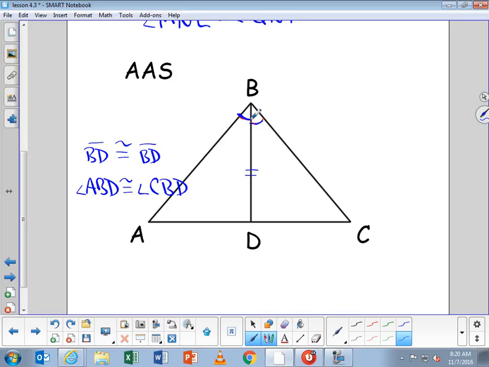Okay? Now in this question they're asking you to identify what else would we have to know to say these triangles are congruent by angle, side. And I know angle ABD is congruent to angle CBD, and I know segment BD is congruent to segment BD. So where would that other angle have to be?